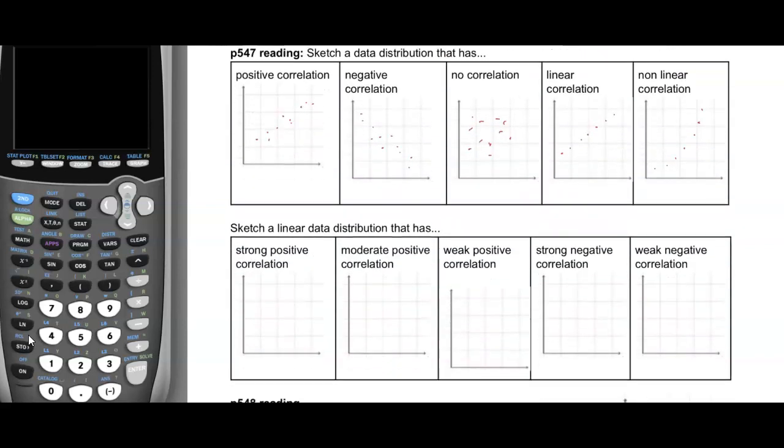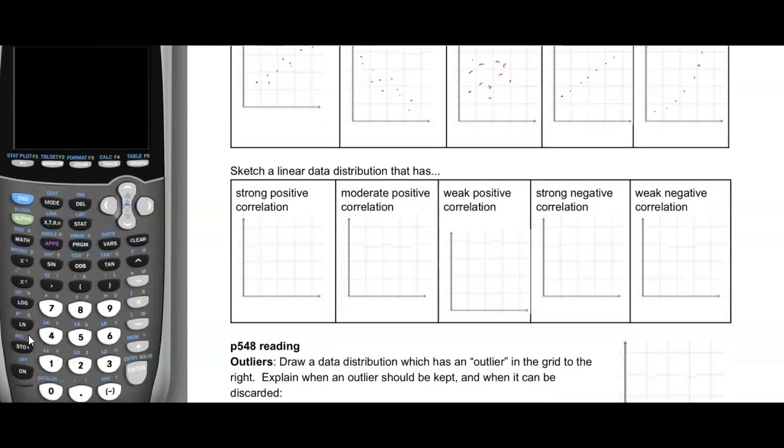Okay. Sketch a linear data distribution that has a strong positive correlation. So strong positive correlation means they're really lined up well. Moderate positive correlation means that maybe not so well, but pretty well. Weak positive correlation means maybe not really aligned, but seems like there's some kind of trend maybe. Notice that all of these positive ones I drew going in general up.